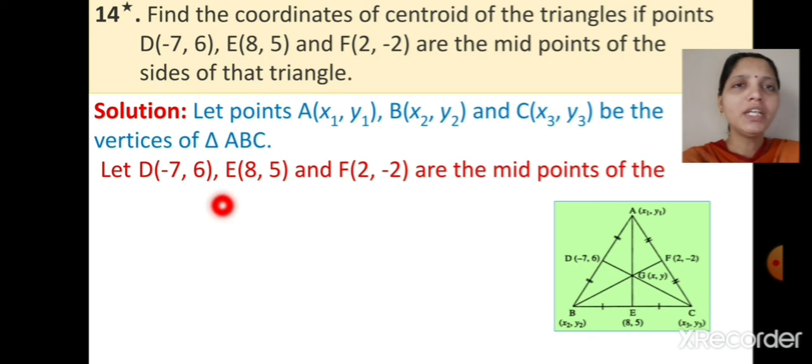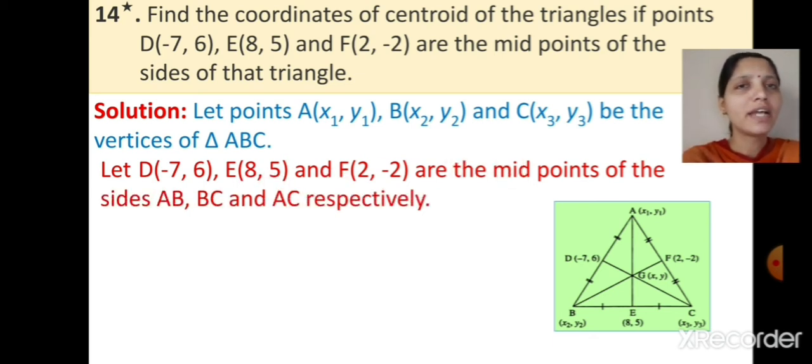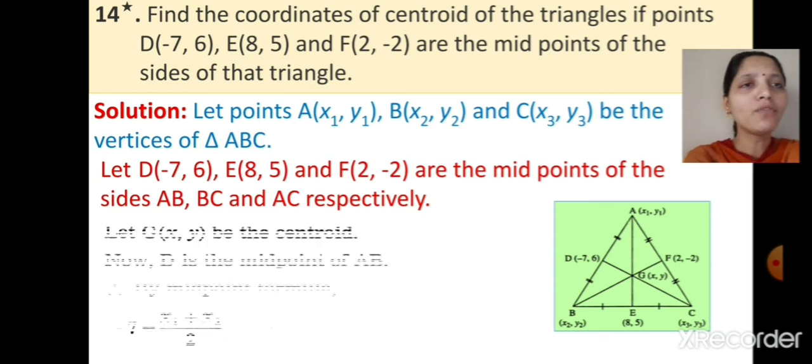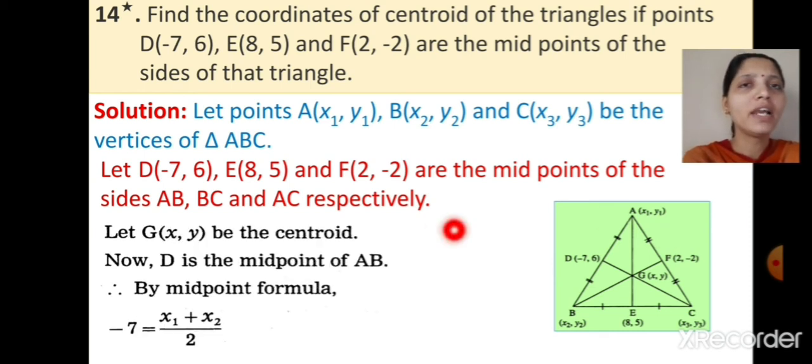Let points D, E and F be the midpoints of the sides AB, BC and AC respectively, as shown in this figure. Now what can we say? Let G(x, y), that is the coordinates of point G, be the centroid.